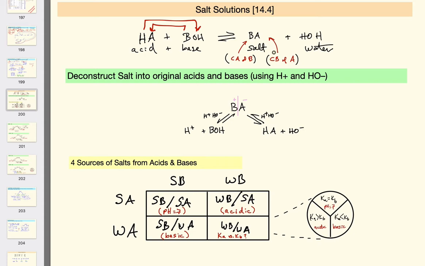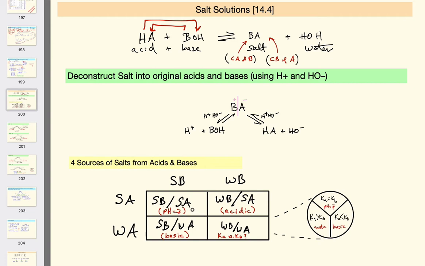Well, there are 4 different scenarios that we can look at. 4 sources of salts from acids and bases. You can have a strong base and a strong acid reacted together to form a salt. You can have a weak acid and a strong base. You can have a strong acid and a weak base. And you can have a weak acid and a weak base. So, depending on what you have, I will give you the punchline of it.